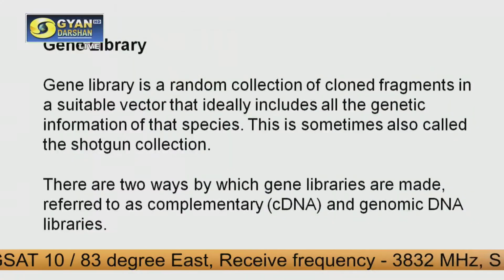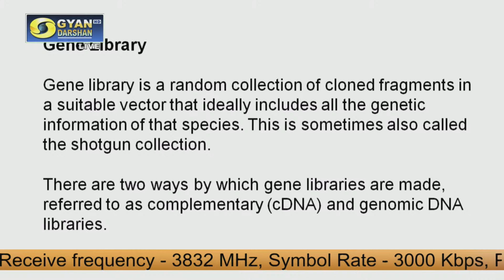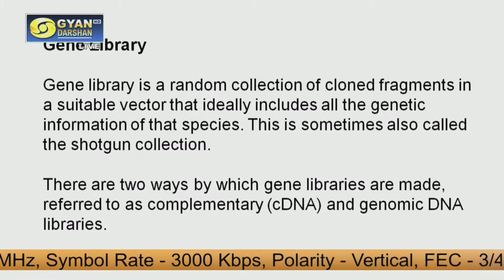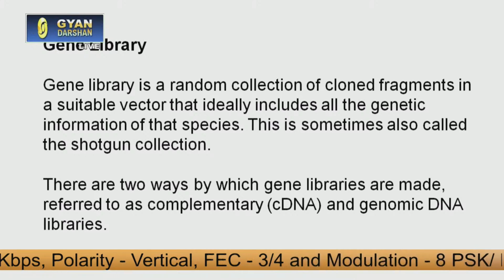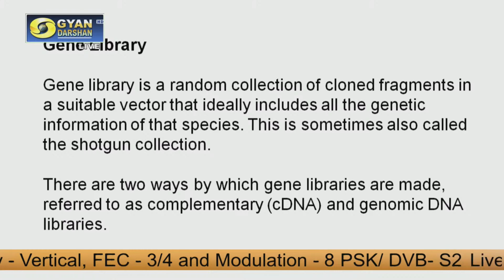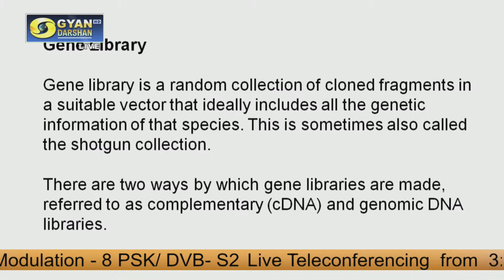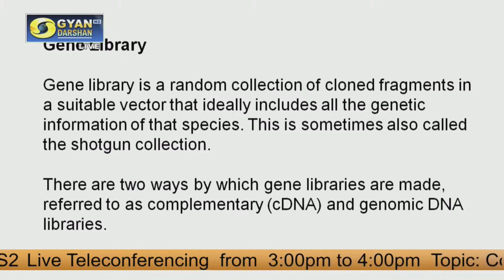So my first slide will show what is meant by a gene library. It's a random collection of cloned fragments in a suitable vector that ideally includes all the genetic information of that species. This is also called the shotgun collection. There are two ways by which gene libraries are made, referred to as complementary cDNA and genomic DNA libraries.